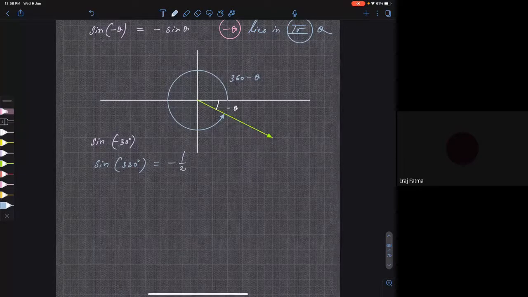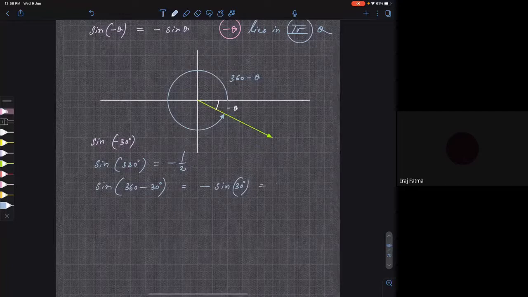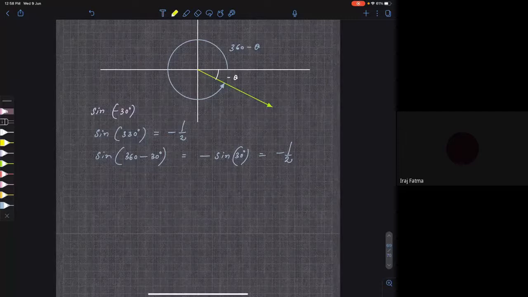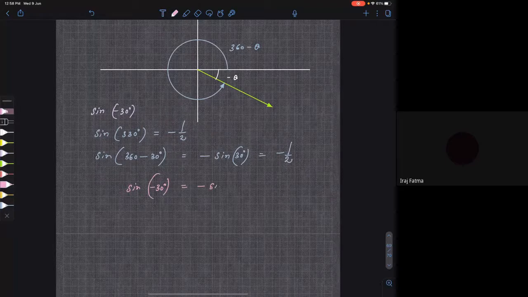Why? Because it is also equal to sine of 360 minus 30. So whenever you have 360, sine remains sine, cos remains cos and tan remains tan. So I'll write sine of 30. But because it is in the fourth quadrant, I'll write a negative sign. So it is minus 1 by 2. So overall, what is the conclusion? Sine of minus 30 degrees is equal to minus sine 30 degrees, which is equal to minus 1 by 2. Are you getting my point?